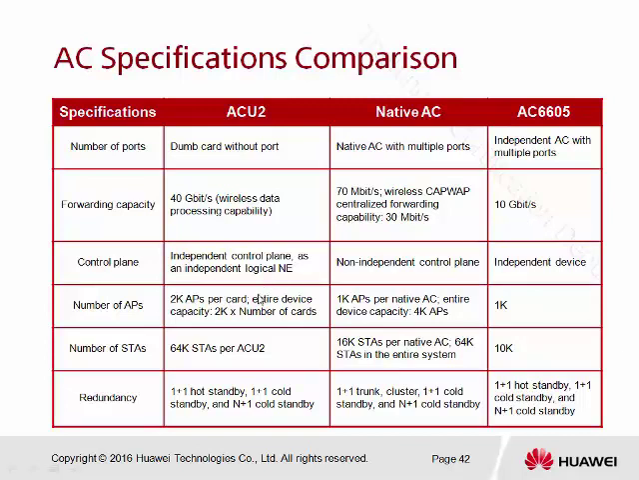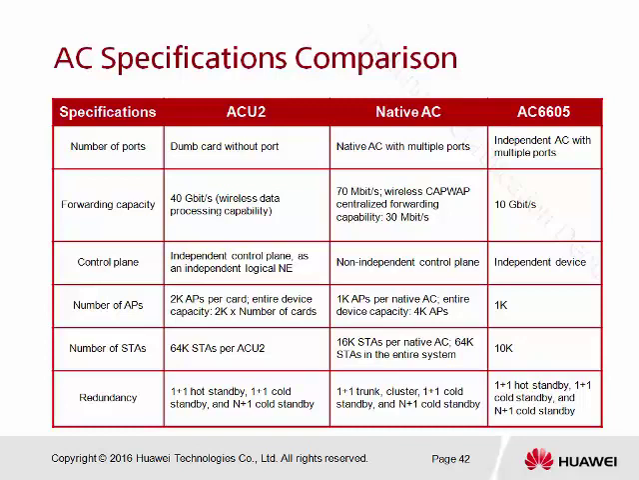So below here have the control plane. Number of APs: here you have a large difference when you compare the chassis and the box. The box AC maximum can go up to 1000 APs. But when we go to the chassis and use the ACU2, it can support up to 2000 APs per card. That means one card allows you to manage up to 2000. So the capacity of the entire device depends on how many ACU cards you purchase. It becomes the number of cards you are using times 2000.